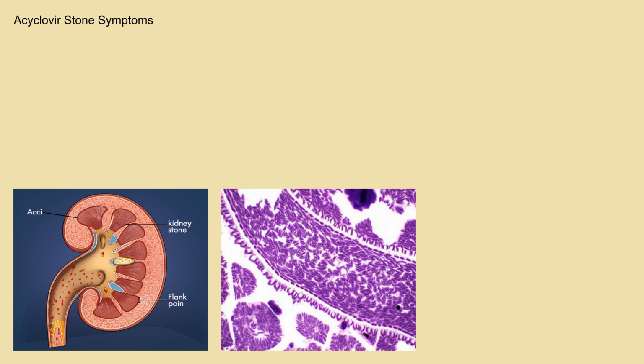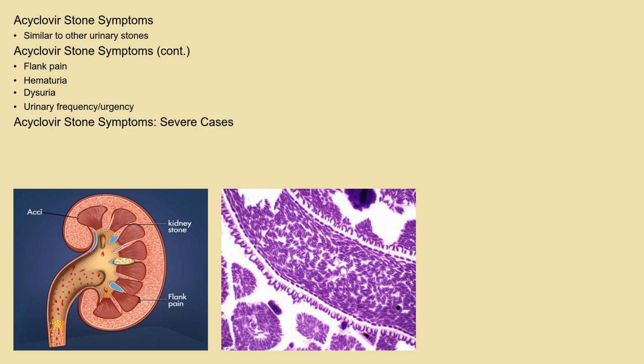The signs and symptoms of Acyclovir stones are similar to those of other types of urinary stones. These can include flank pain, which is pain in the side or back, hematuria, which is blood in the urine, dysuria, or painful urination, and urinary frequency or urgency. In severe cases, a blocked urinary tract can lead to kidney infection, fever, and chills.